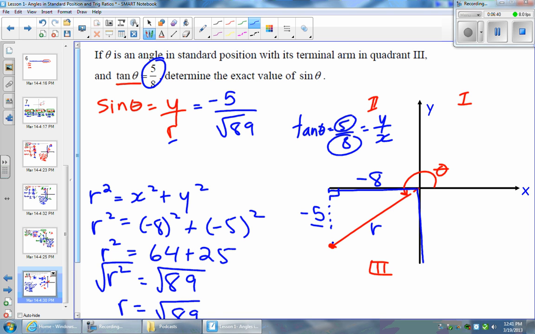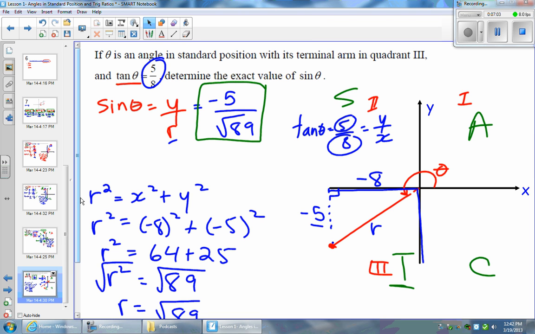Let's see if that makes sense. If we apply our add sugar to coffee rule once again, we have A, S, T, and C, and the only ratio that should be positive in this quadrant is your tangent ratio. Your sine ratio should be negative as a result. So we get negative 5 over the square root of 89. And so that's how you find a trig ratio using another given ratio.